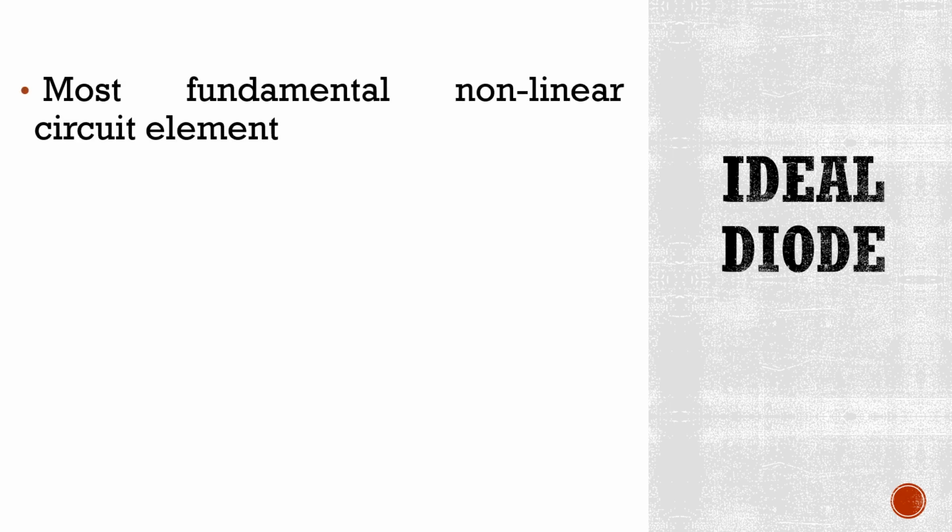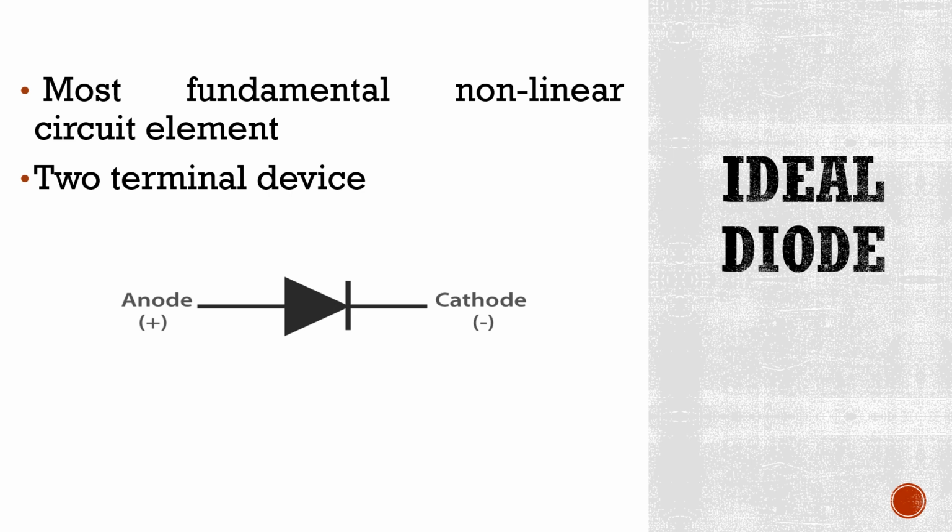Now, what is an ideal diode? An ideal diode may be considered the most fundamental nonlinear circuit element. It is a two-terminal device having a circuit symbol which looks like this. The positive terminal of a diode is called anode and the negative terminal of a diode is called cathode. We know that the symbol of diode is like this. This is anode and this is cathode.